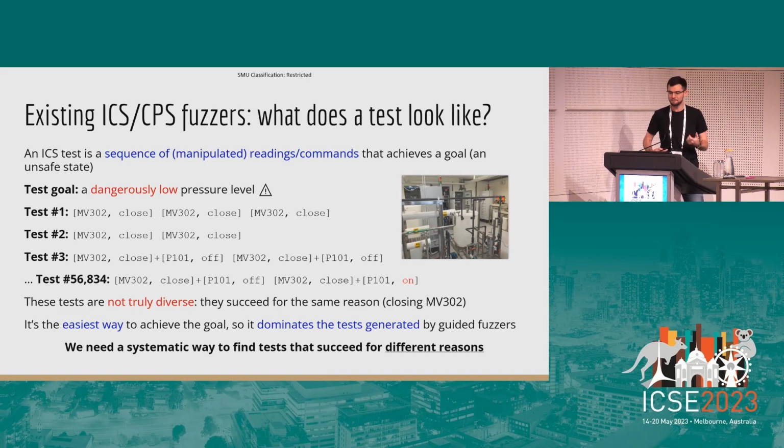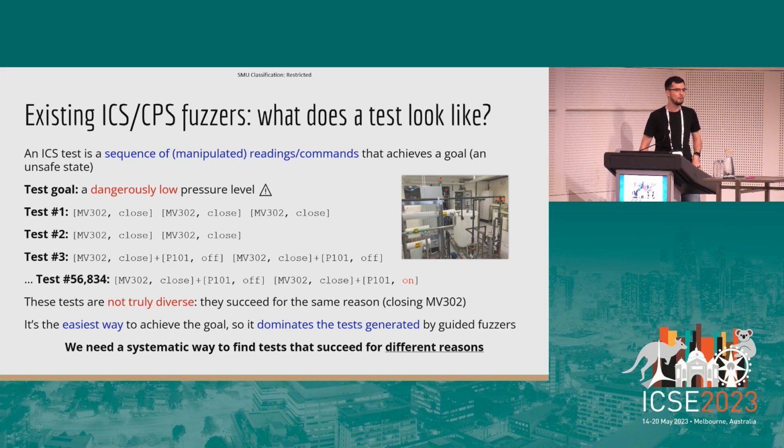The guided fuzzers we have for these kinds of systems at the minute, the tests they generate are basically dominated by this when it's trying to fulfill this objective function. So we need a systematic way to find tests that achieve goals like this, but for different reasons. That's the goal that we came from.